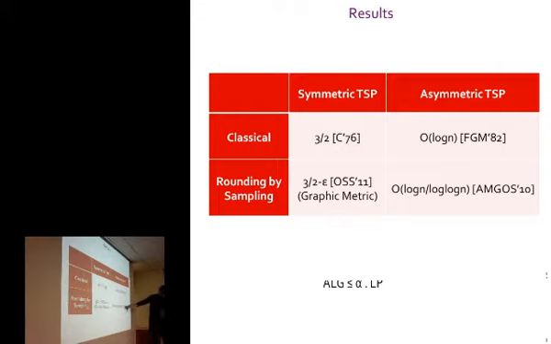So here's what we did. We give a log n over log log n approximation for the asymmetric version. This is joint work with Asadpour, Goemans, Madry, and Saberi. We also give a better than 3/2 approximation for the symmetric version, but this is not for all metrics. This is for graphic metrics, which are the shortest path metrics on unweighted graphs. You can think of it as having an unweighted graph, and we want to find a tour that visits each vertex at least once. For these kinds of graphs, we can get better than 3/2.